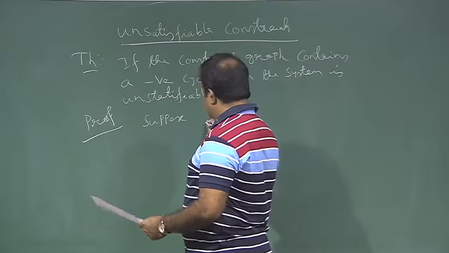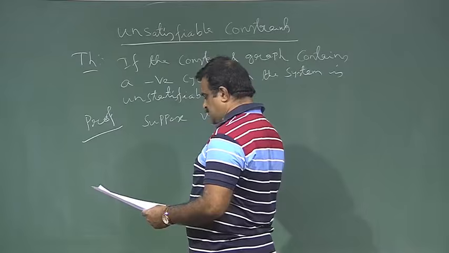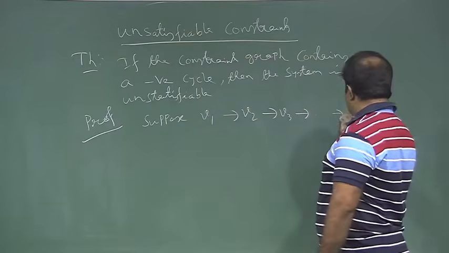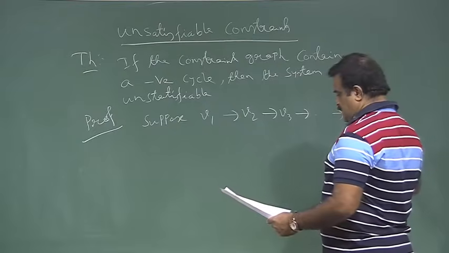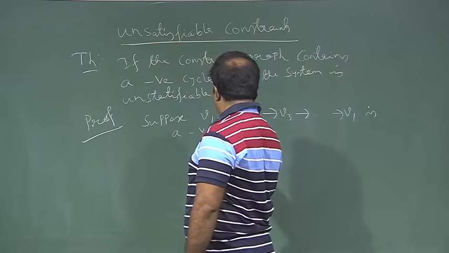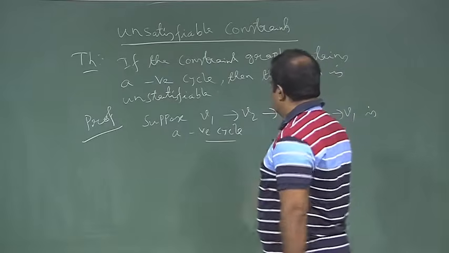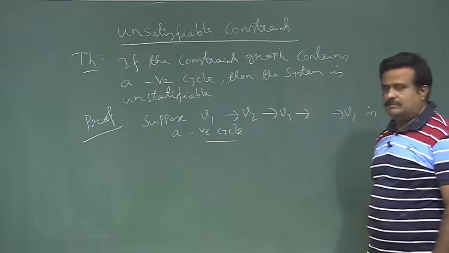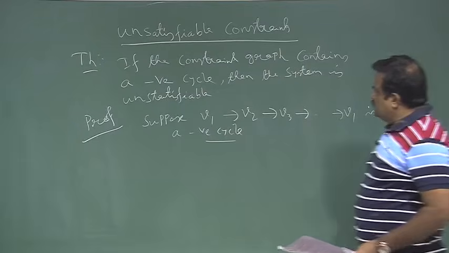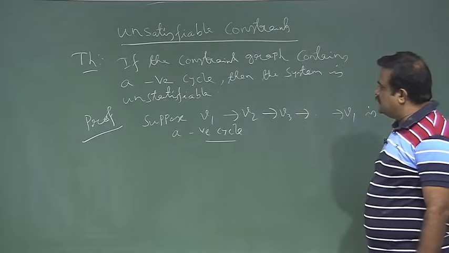Suppose this is a negative cycle in the graph: V1, V2, V3, dot dot dot, and it reaches V1 again. This is a negative cycle. Now, in the constraint graph, what is the corresponding constraint we have?